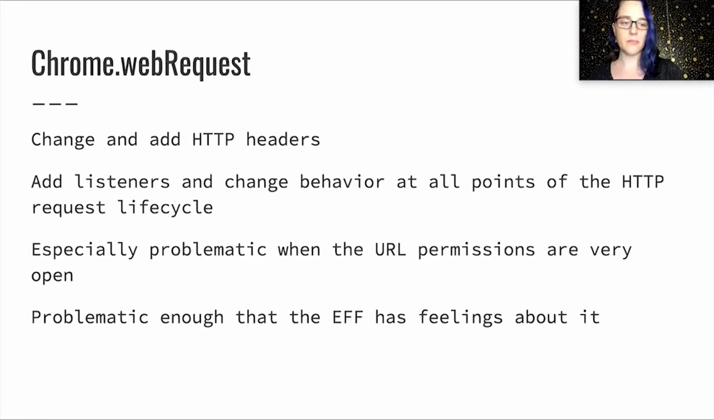Next, let's look at the web request API permission. This lets the extension change, remove, and add HTTP headers. It also lets it add listeners and change behavior upon receiving the first byte of a response, at the initiation of a redirect, when a request is completed, and anywhere else in the lifecycle of a web request.